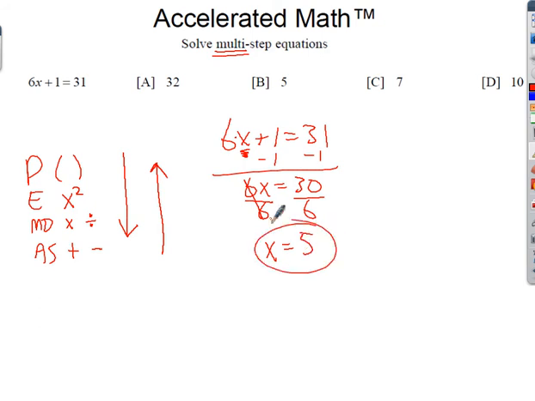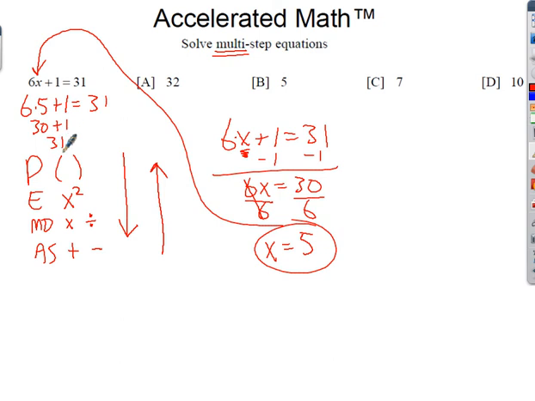Okay, you can plug that 5 back in to check and see if you really got the right answer. So 6 times 5 plus 1 should be equal to 31. In fact, 30 plus 1, there goes that order of operations, working in the correct order, and you get 31 equals 31, and it's a true statement. And by the way, 5 is the only number that you can plug in that equation that will make it true. There's no other number that you can plug in.